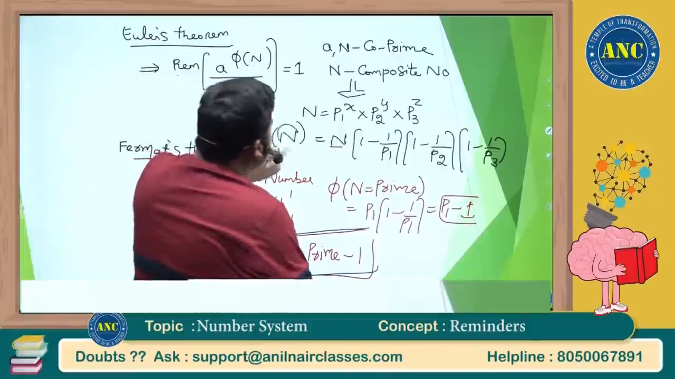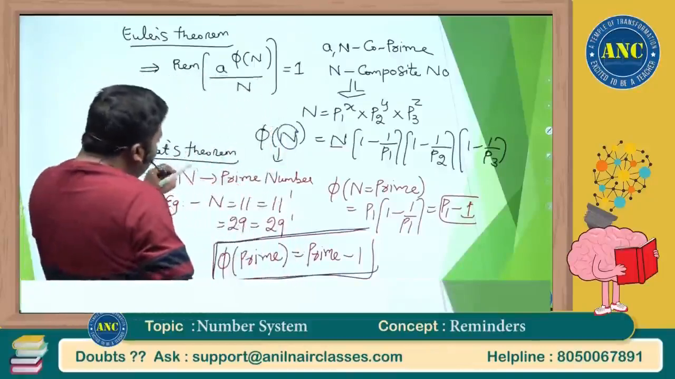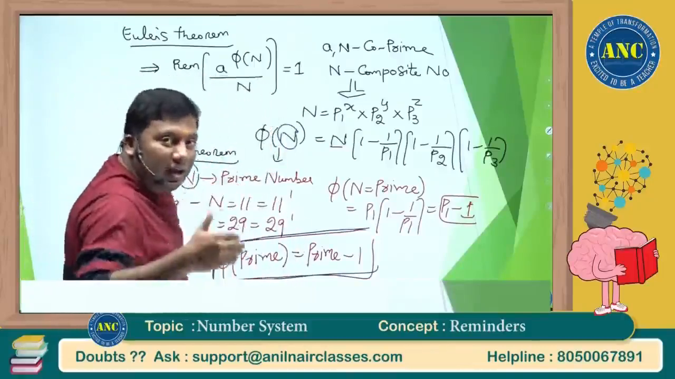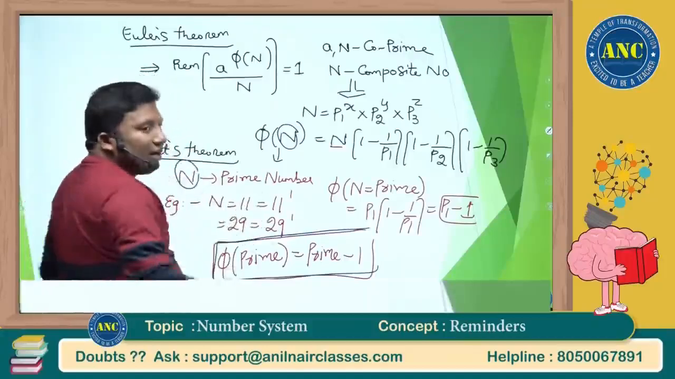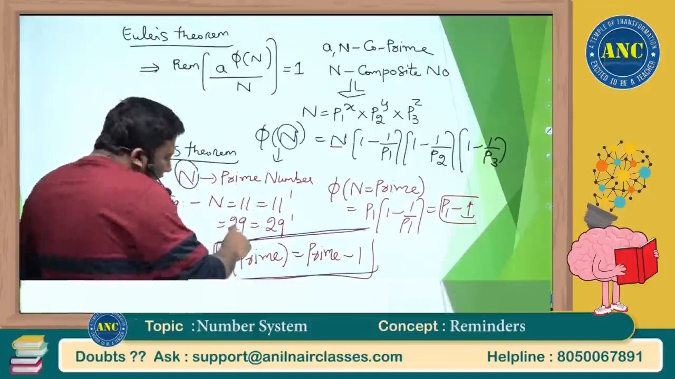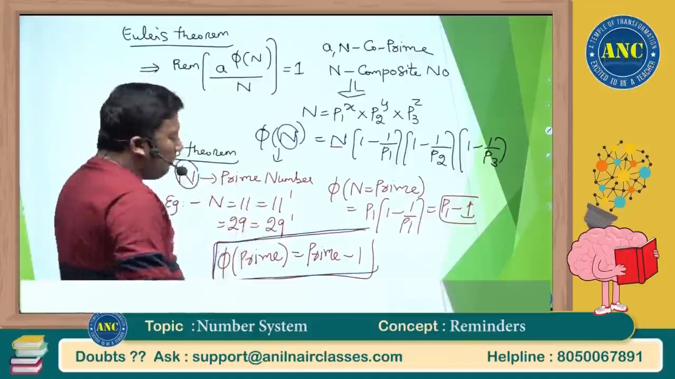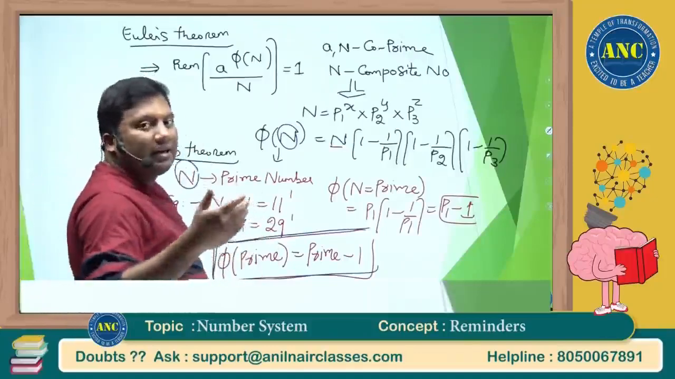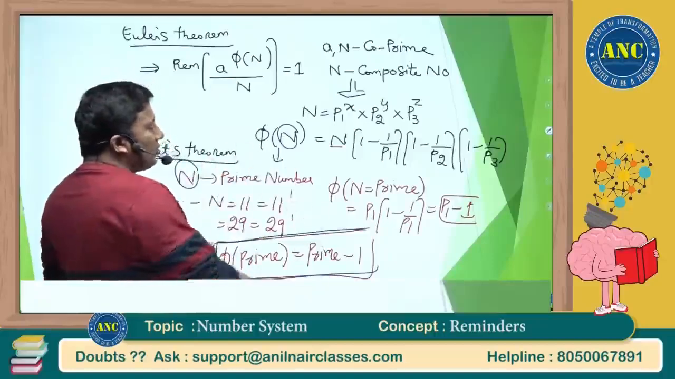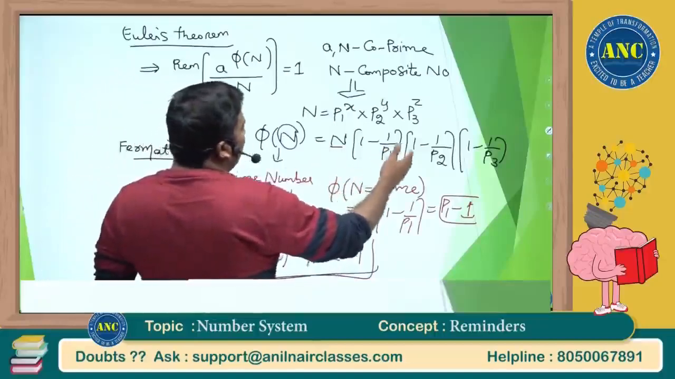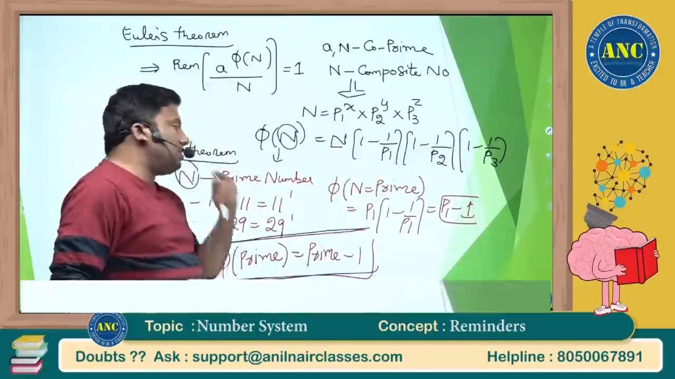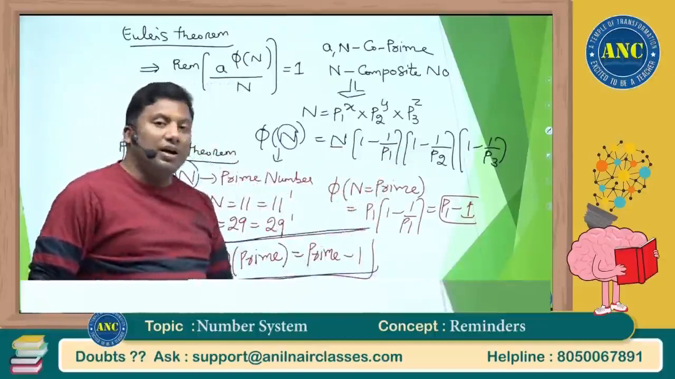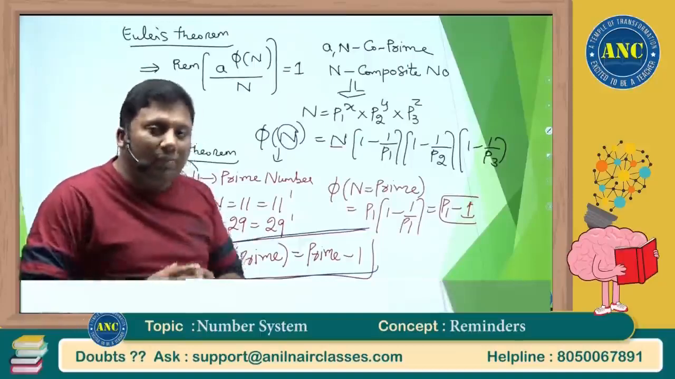Here the n is a composite number. Here the n is a prime number. Any prime number can be written as a singular power. 11 can be written as 11 power 1. 29 can be written as 29 power 1. So P1 can be written as P1 power 1. So it is nothing but P1 into 1 minus 1 by P1. P1 cancels. Answer is nothing but P1 minus 1. P1 is a prime number.